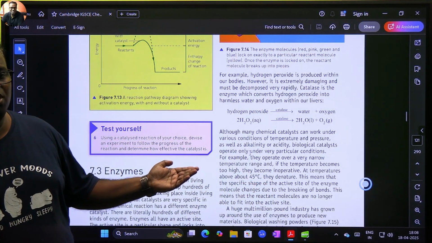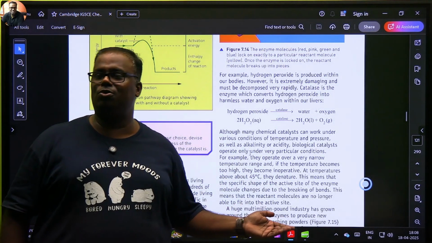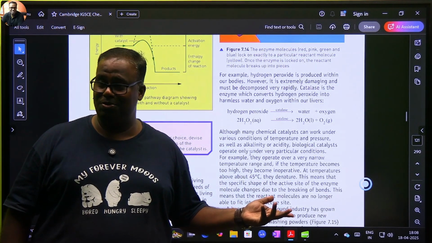And what is that too high? Something like 45 degrees centigrade. Does the temperature of a city go up to 43, 44? Yes, it does go. Peak summers.